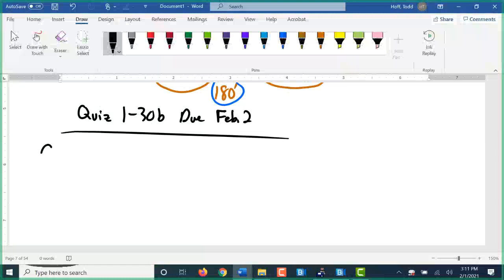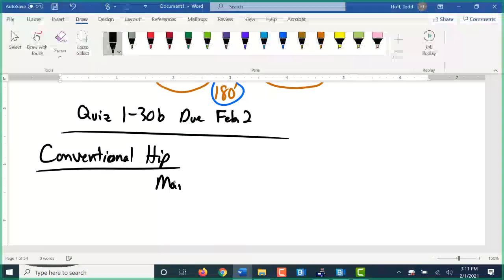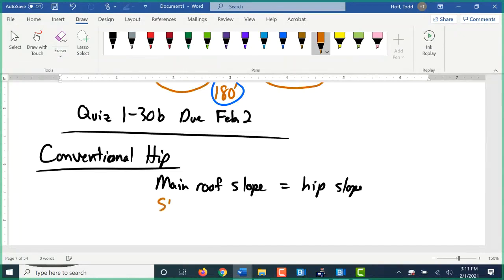So that's what we're going to look at first today, a conventional hip. All that means is the main roof slope pulls the hip slope. Main roof slope is also often the slope of the common, because those rafters that make up the main roof are called common rafters.